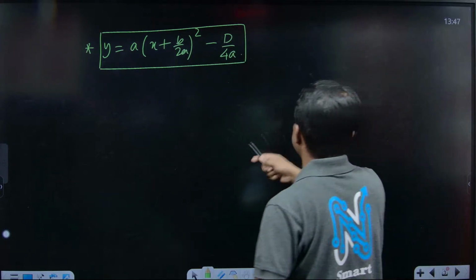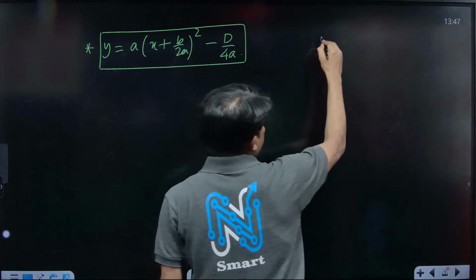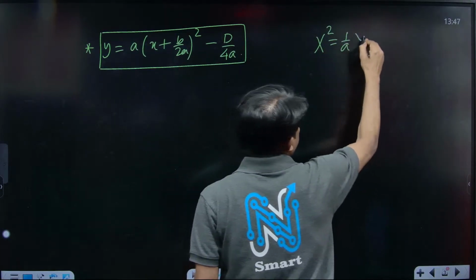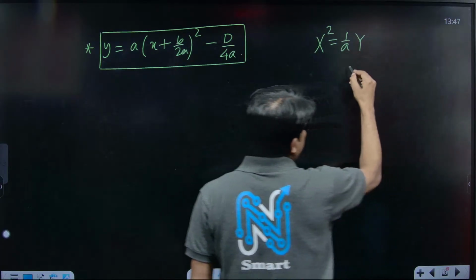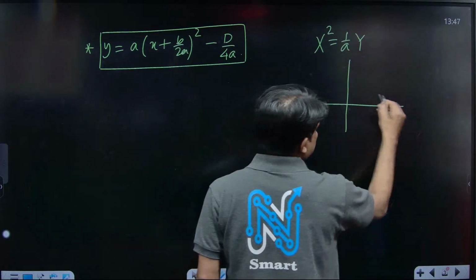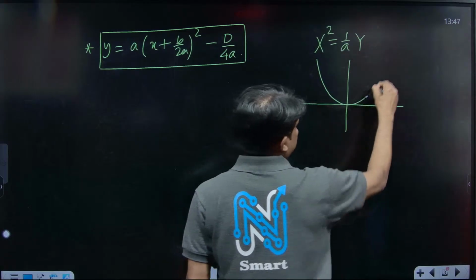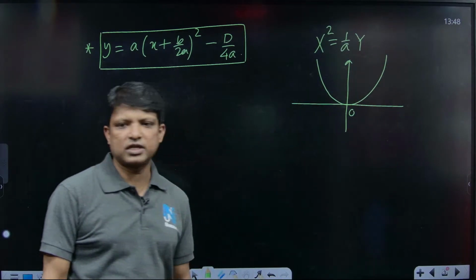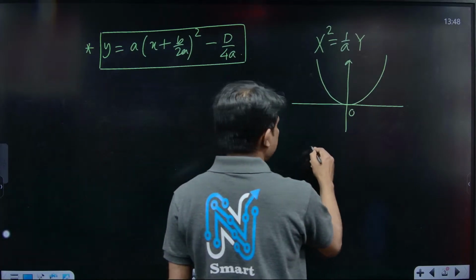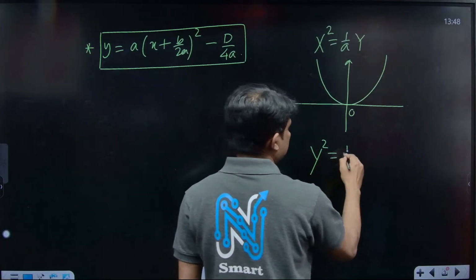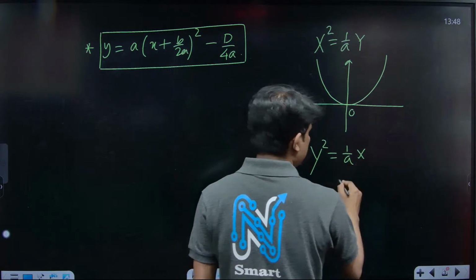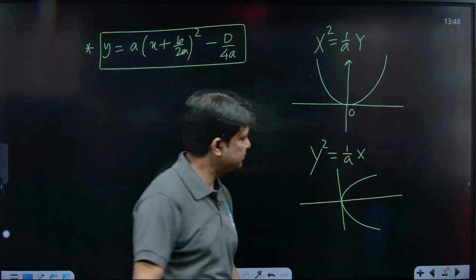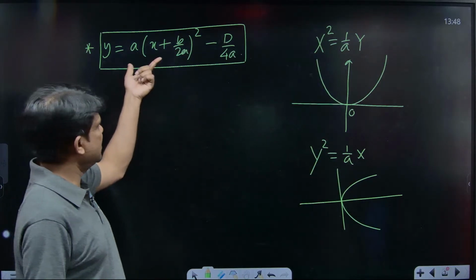This is a vertical parabola, because we know x square equal to a constant, 1 by a, into y. This is the parabolic form. The graph of this expression, we all know, right? We all know this is the form of a parabola, x square equal to constant into y. When y square equal to constant into x, this is the horizontal parabolic form. We all know, right?